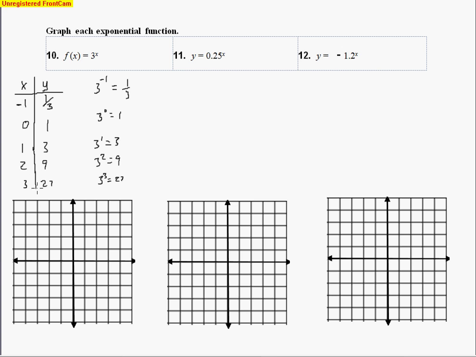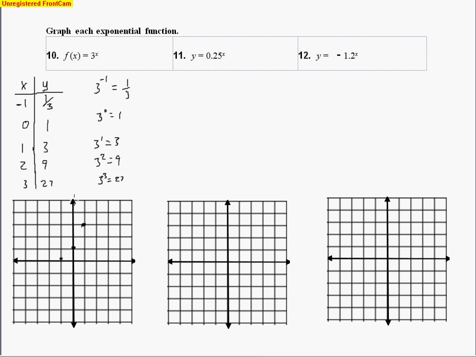So those are some numbers. Now I can go ahead and plot them. So it looks like for -1, I have to go up 1/3. If I'm just going by ones, you can see I go over one space to the left, up 1/3 of a space. So it's going to be right about there. Where if I go over 0, I go up 1, and over 1, I end up going up 3. Over 2, well, that's way up here at 9.